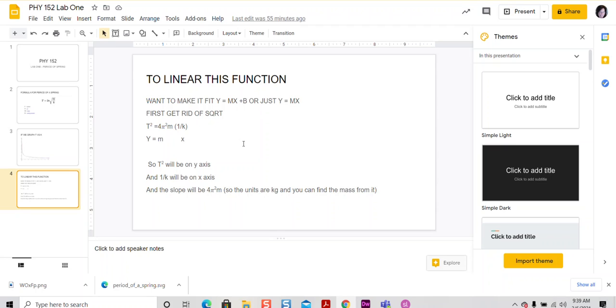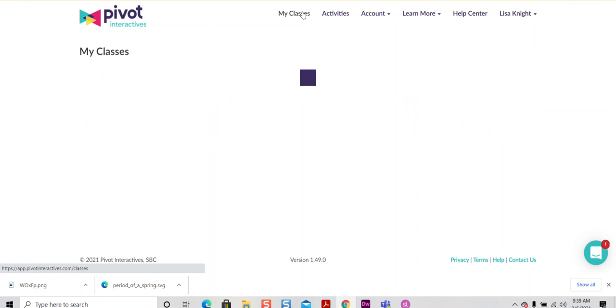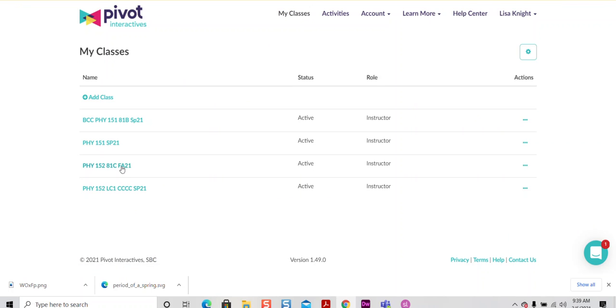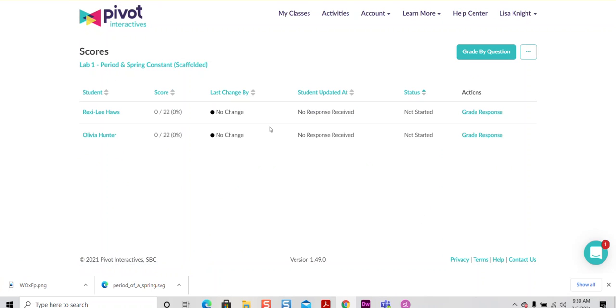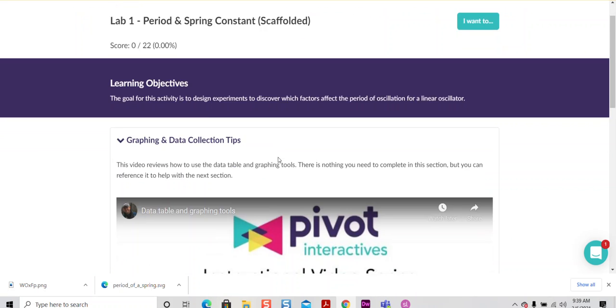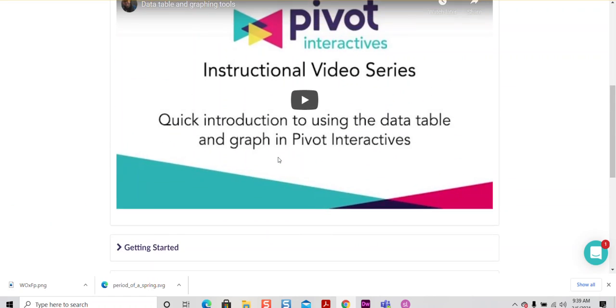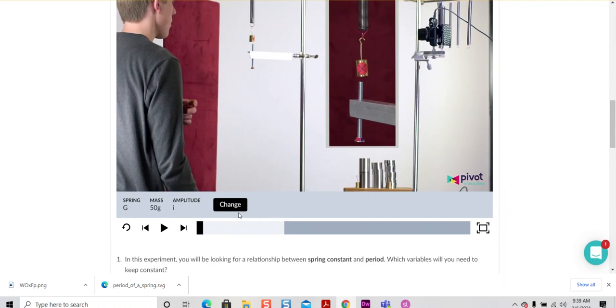So how am I going to collect data in this lab? Well, it's not going to be that bad. It may be a little tedious at first. So when we go to this lab, first of all, you have a quick introduction to how to use the data table, so make sure you watch it. And then you have an introduction to the video.